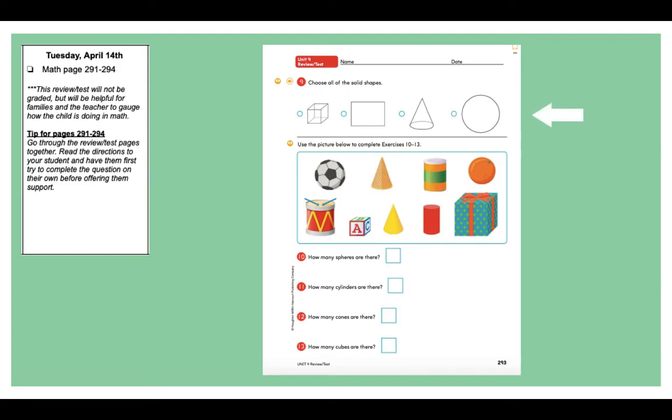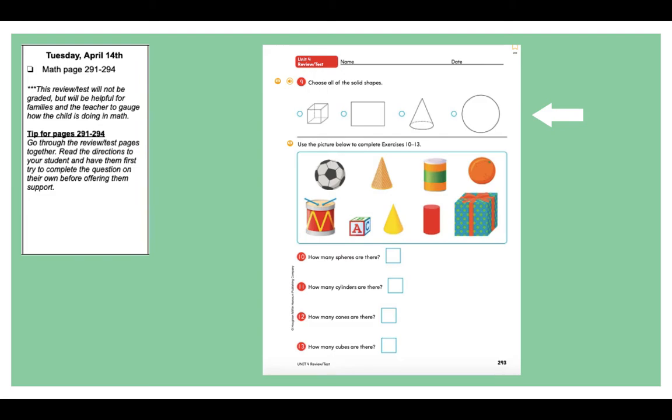Number 9, it says, choose all of the solid shapes. That's another name for 3D shapes. So color in those little blue circles next to the shapes that are 3D shapes. So the first one, we've got a cube. The next one's a rectangle. Then we've got a cone. And the last one is a circle. So color in the little blue circle next to the ones that are 3D shapes. Those are solid shapes that you can hold in your hand.